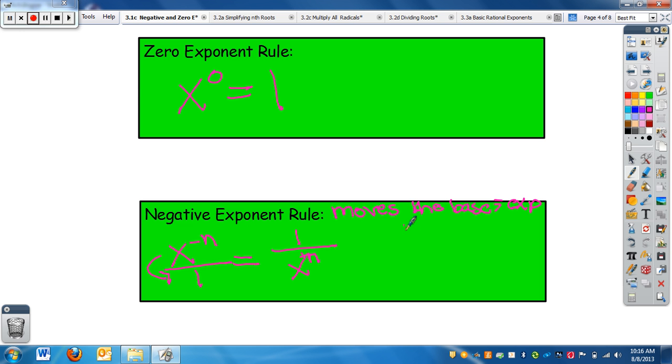Now if it happens to be in the denominator, well, it needs to move. Well, it's in the denominator, so it can't move to the denominator. It needs to be shifted up to the numerator and change to positive. And this really is x to the n over 1, but anything divided by 1 is x to the n.